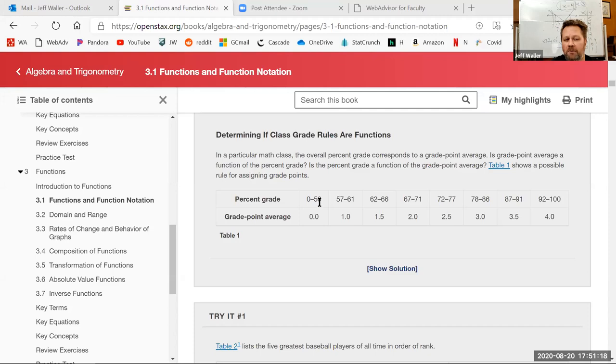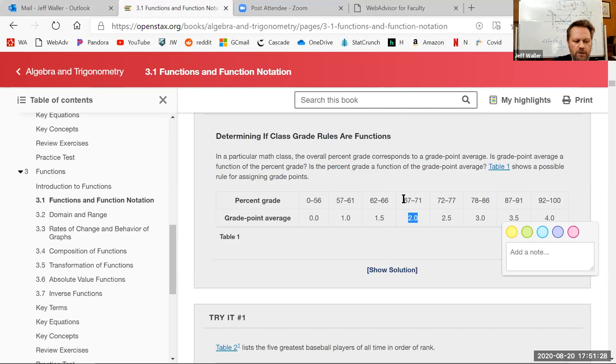No. But does it work the other way? No. If you knew somebody had a 2.0 GPA, you have no idea exactly what their grade was, right? So it doesn't work the other way. It's not a function the other way.